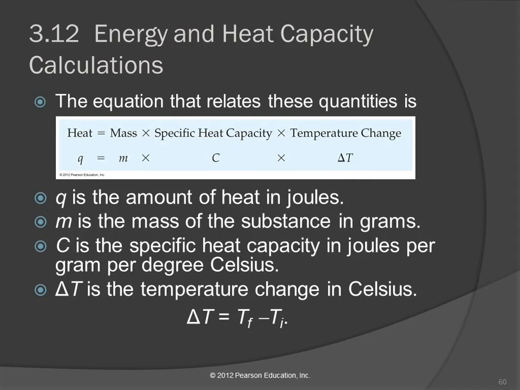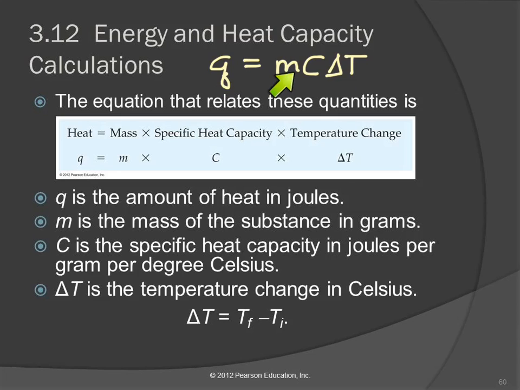We can calculate the amount of heat that is needed to change the temperature of something. And the equation is right here: Q equals mc delta T. And that's an equation that you need to memorize. Q equals mc delta T.